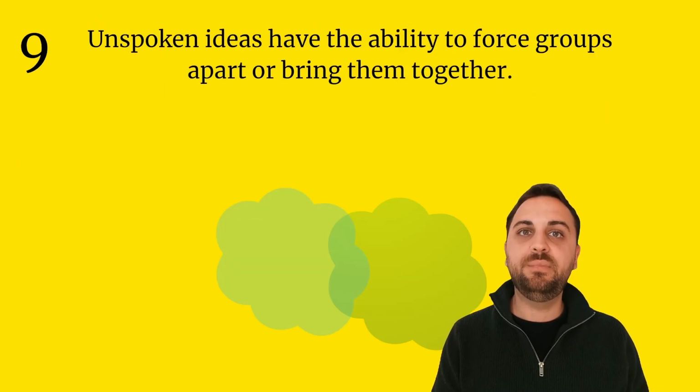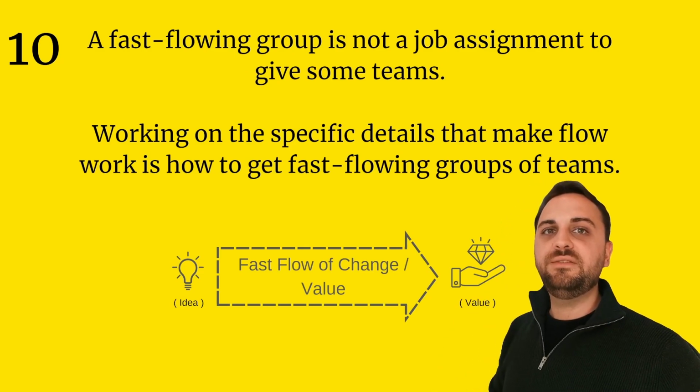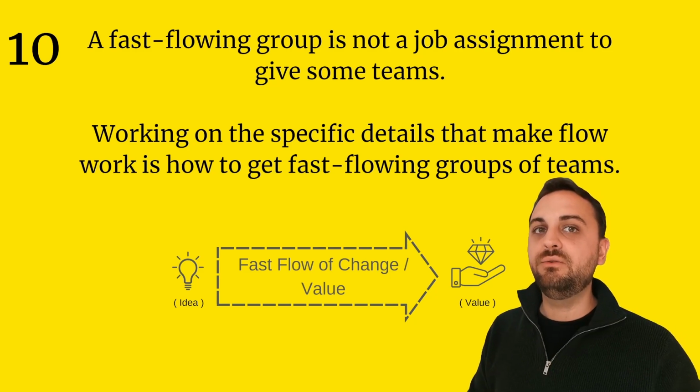Unspoken ideas have the ability to force groups apart or bring them together. A fast-flowing group is not a job assignment to give some teams. Working on the specific details that make flow work is how to get fast-flowing groups of teams.